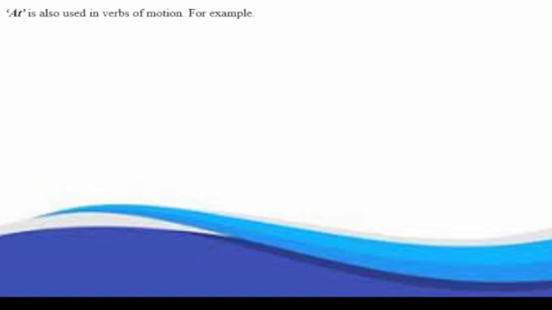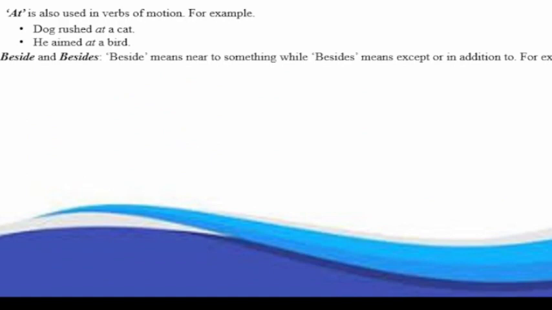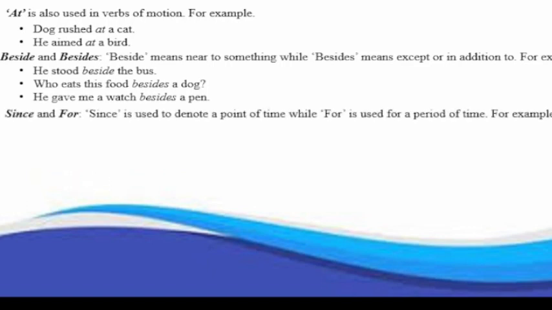12. At is also used with verbs of motion. For example, the dog rushed at a cat. He aimed at a bird. 13. Beside and besides. Beside means near to something, while besides means except or in addition to. For example, he stood beside the bus. Who eats such food besides a dog? He gave me a watch besides a pen. 14. Since and for.